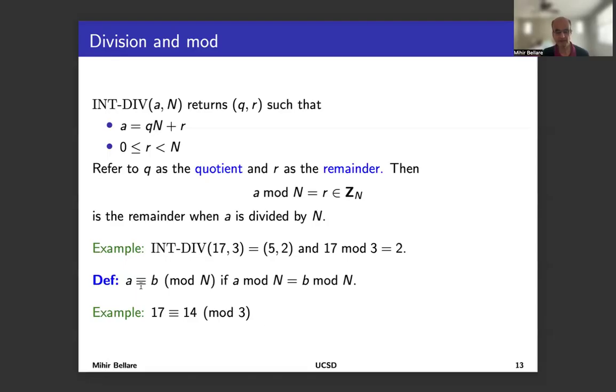Sometimes we're not so much interested in the magnitude of a number itself as in whether two numbers have the same remainder when divided by some third number. If a and b are numbers, I'll write a is congruent to b mod n if when you divide a by n and divide b by n, you get the same remainder. For example, 17 and 14 are congruent modulo 3. Why? 17 mod 3 we just saw is 2, but 14 mod 3 is also 2.